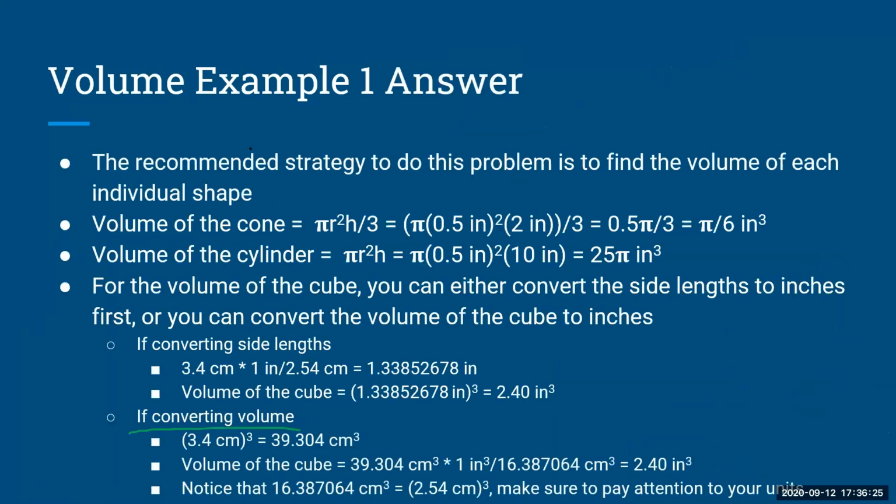Oops. Okay, so all you gotta do is find the volume of each individual shape. So you get pi over 6 inches cubed for the cone, 25 pi inches cubed for the cylinder, if I'm not mistaken. Yeah. And the volume of the cube you convert, and you have all these messy decimals right here.